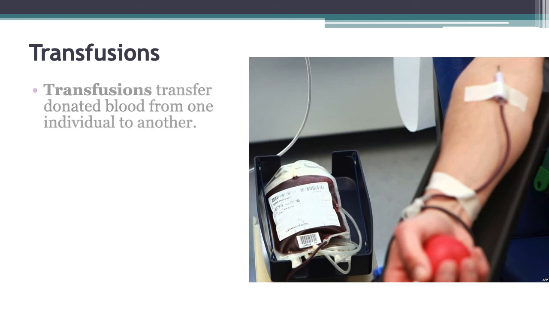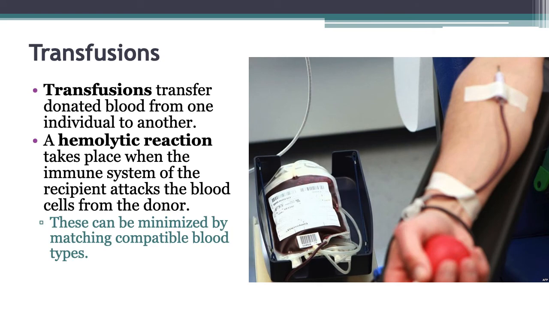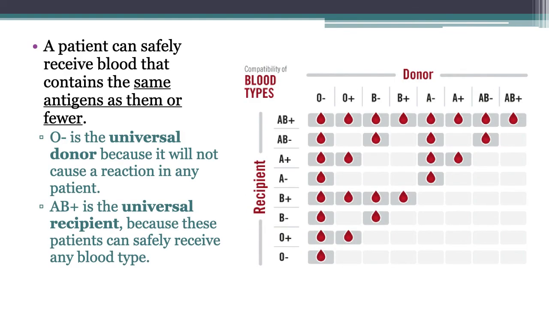So blood transfusions. Transfusions transfer donated blood from one individual to another. A hemolytic reaction takes place when the immune system of the recipient attacks the blood cells from the donor. This can be minimized by matching blood types. So we see on this chart right here, a patient can safely receive blood that contains the same or fewer antigens. So O negative can only receive O negative because O negative has antibodies against everything. So what ends up happening is their O negative only gets O negative.